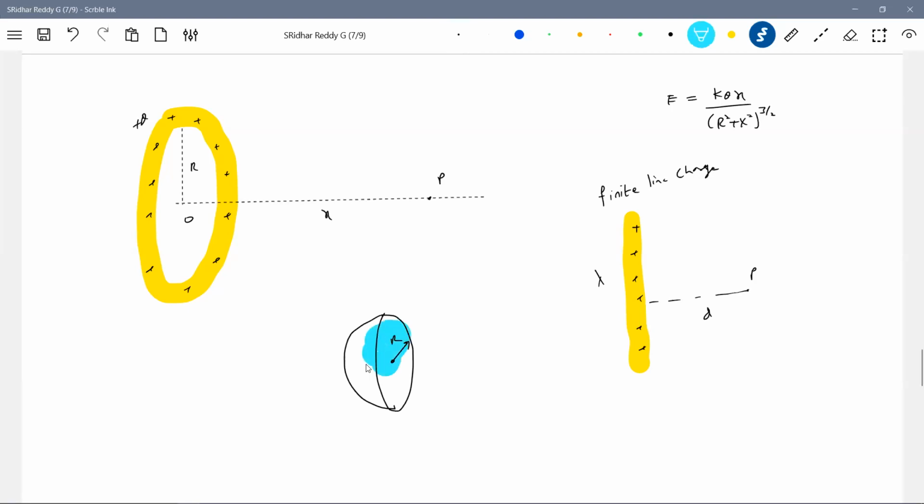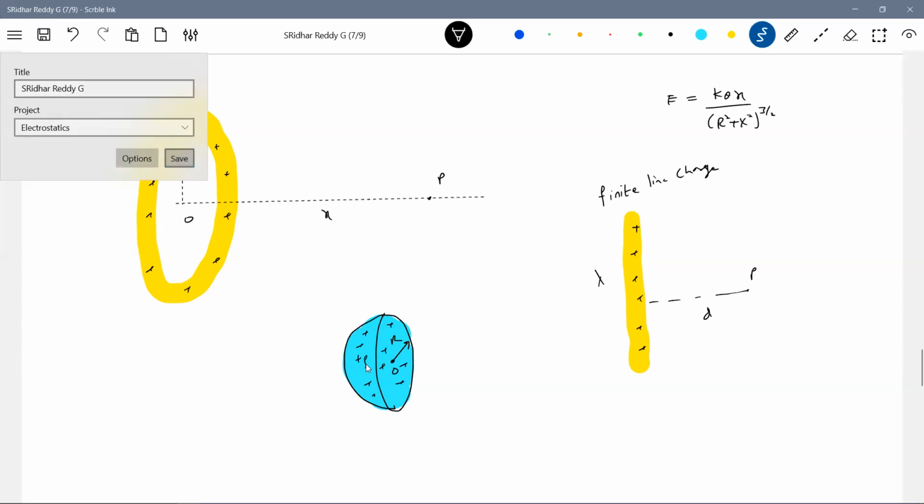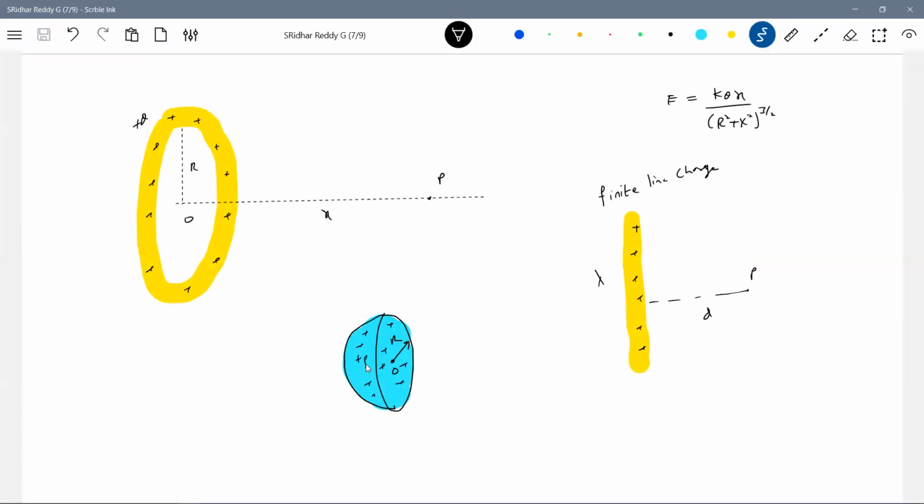A hemisphere, a solid hemisphere. I want the field strength at O. What suitable Gaussian surface can you assume? What are the conditions for a Gaussian surface? E bar should be parallel to n cap, and E should be constant at all points on the Gaussian surface. Tell me what you are going to do in this case.